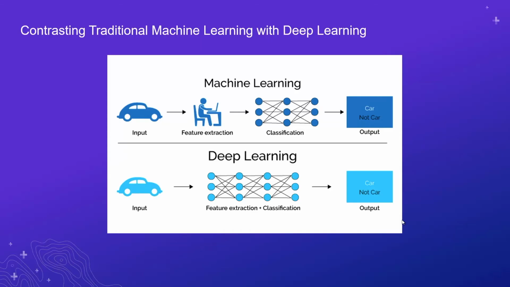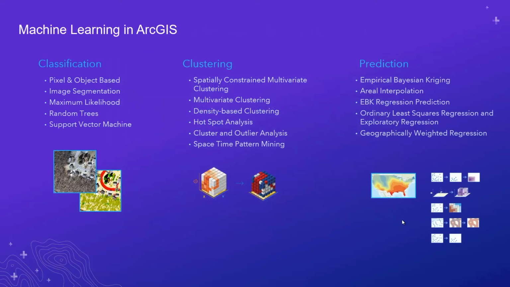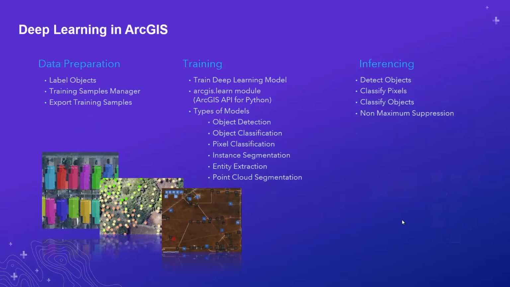So you may be wondering, well, all that's great, but how does it relate to ArcGIS? Now, in ArcGIS, we've had machine learning tools in the broad areas of classification, clustering, and prediction. And now we have a rich set of tools for deep learning, going from preparing your data to training a wide variety of deep learning models to using them or inferencing, detecting objects or classifying features, classifying pixels, and doing post-processing things like non-max suppression that Vinay is going to talk about later.